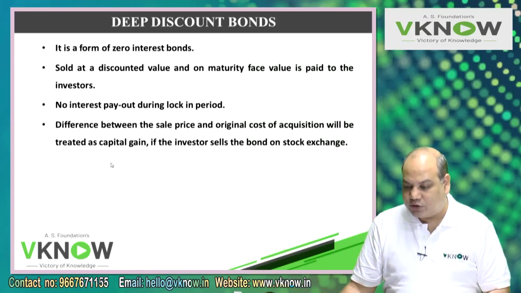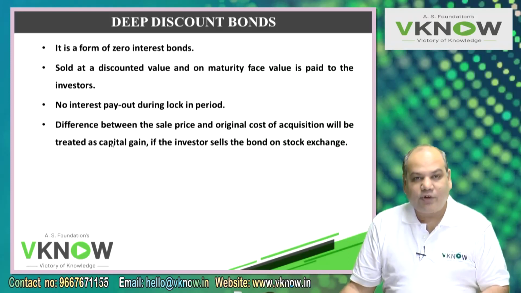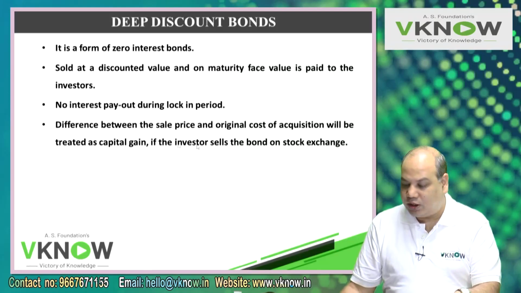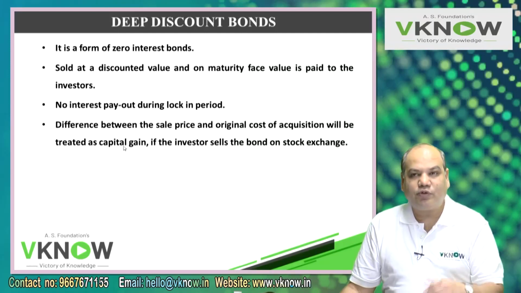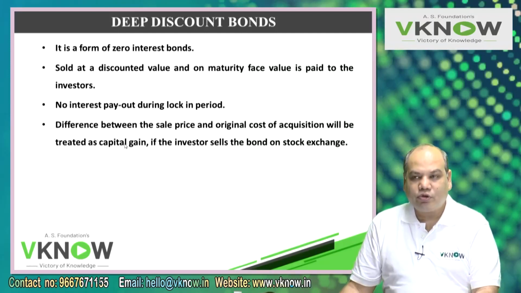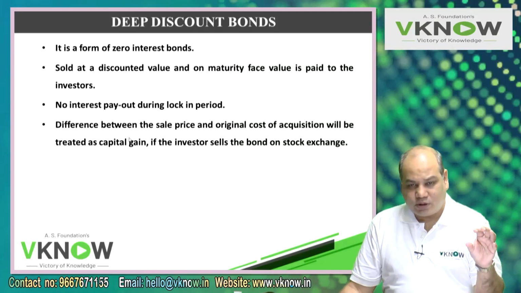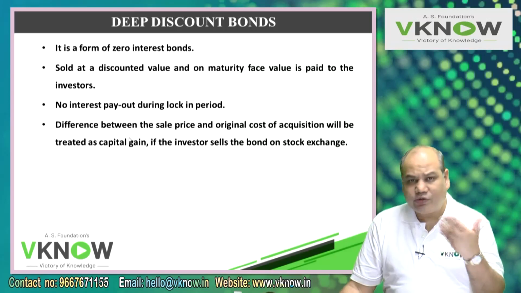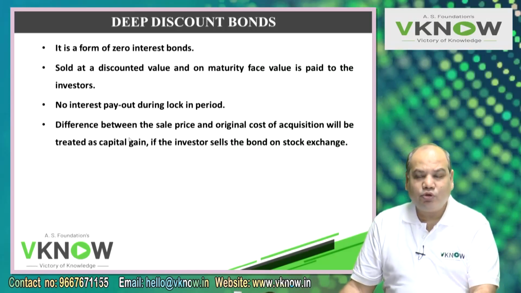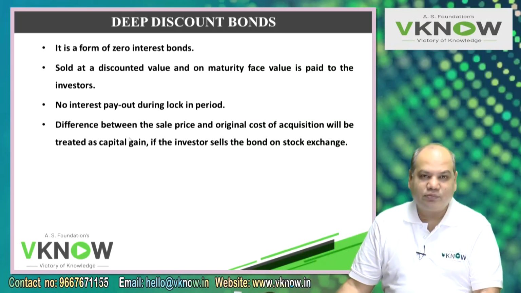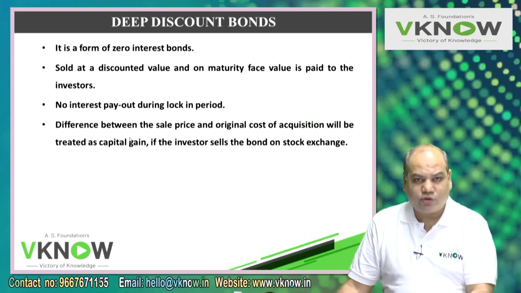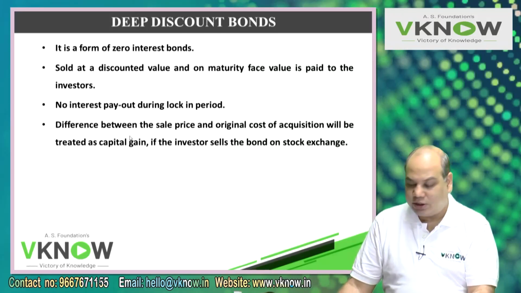And the benefit of this deep discount bond is that the difference between the sell price and the original cost of acquisition will be treated as capital gain. So suppose after 25 years you receive 1 lakh rupees. Your capital gain will be calculated like this: 1 lakh is your amount received, less the indexed value of 2,700. So you will apply the 25-year index. That will increase the cost of acquisition, the indexed cost of acquisition, and then you compute the long-term capital gain, which is charged at a low rate of taxation.